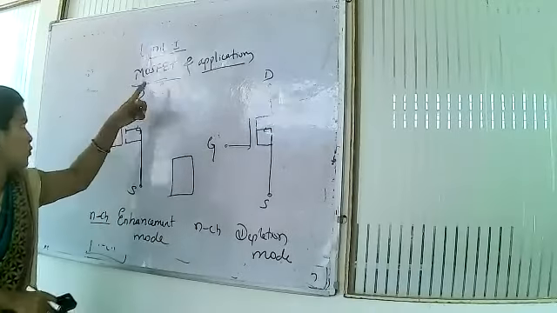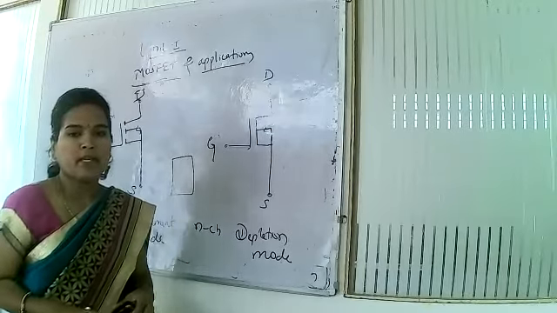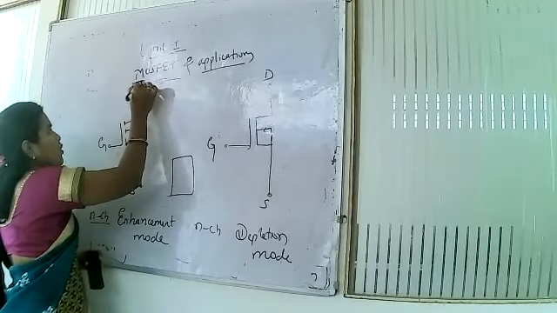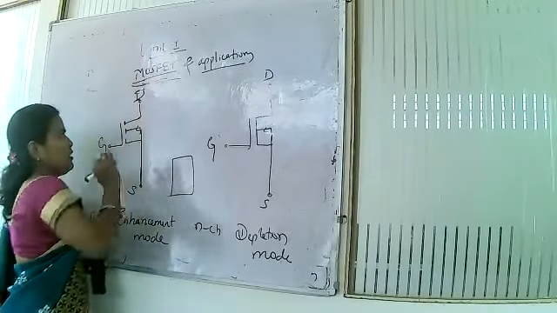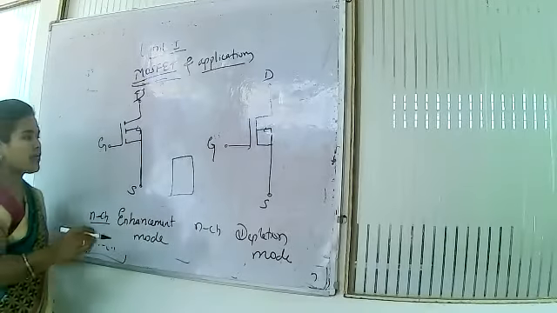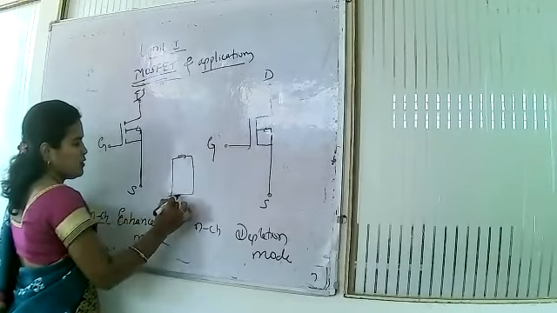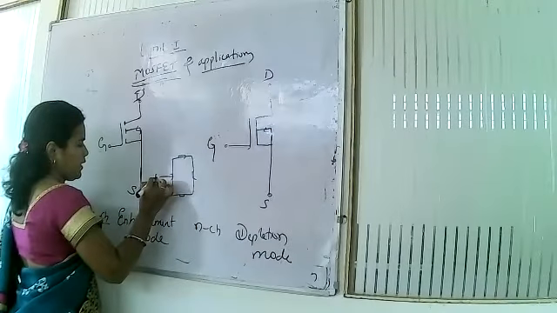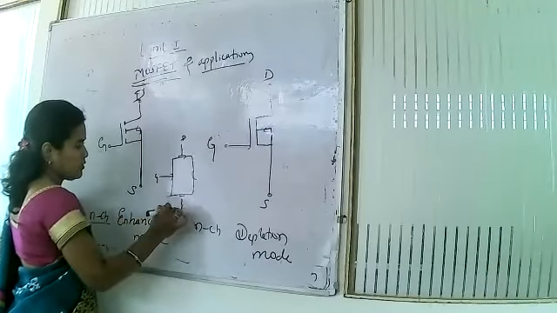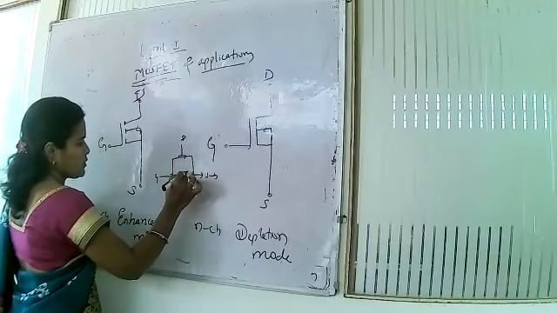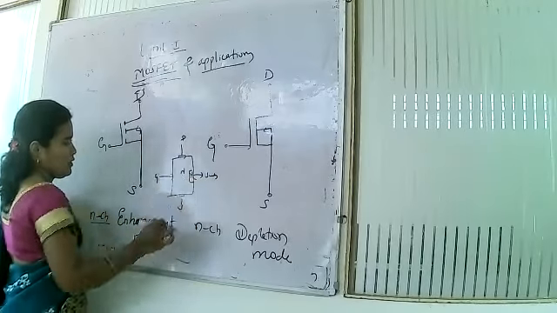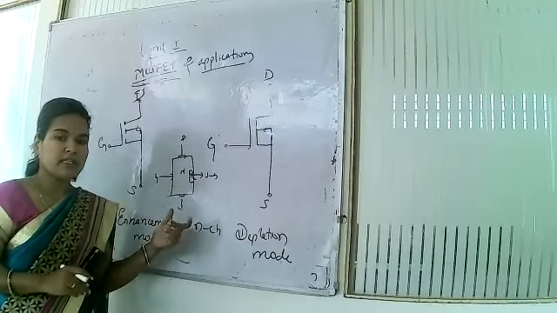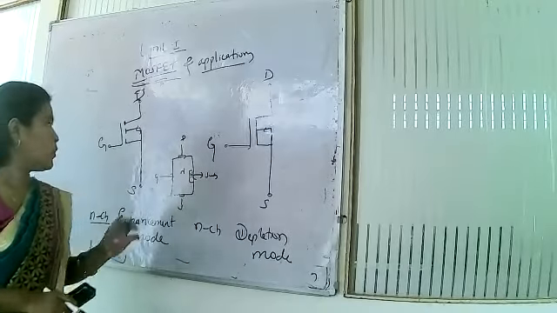To overcome that, we are coming towards the MOSFET. It is metal oxide semiconductor field effect transistor. Already I told you the construction. This is gate, drain, source, substrate. This substrate will be N type. I am not explaining today how the construction will be. I am explaining the general diagram today.